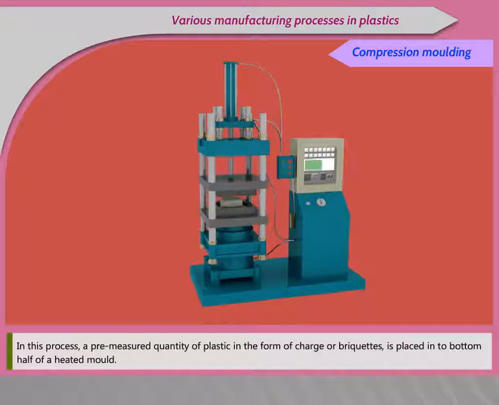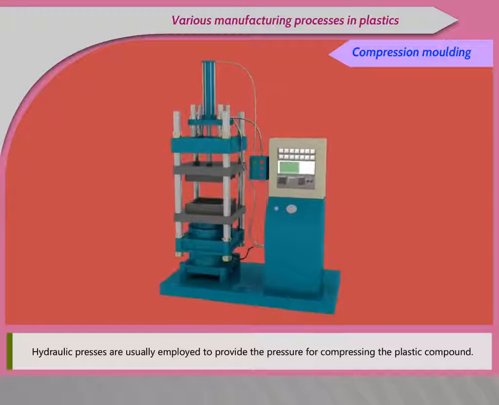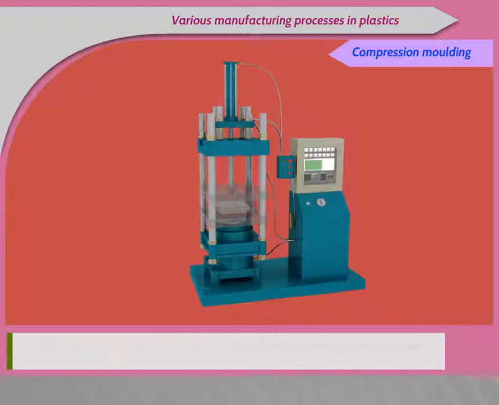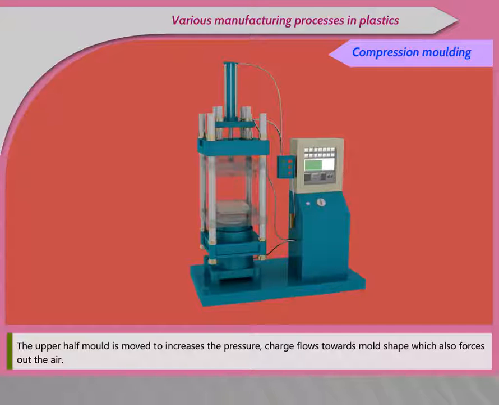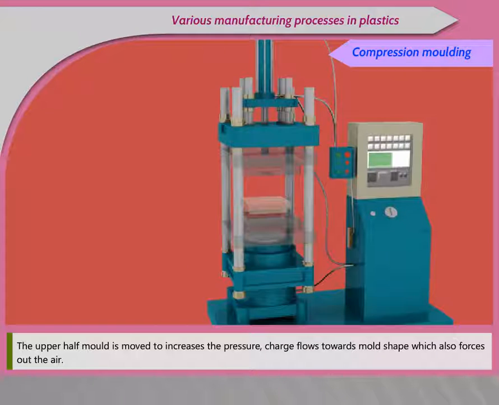In this process, a pre-measured quantity of plastic in the form of a charge or briquettes is placed into the bottom half of a heated mold. Hydraulic presses are usually employed to provide the pressure for compressing the plastic compound. The upper half mold is moved to increase the pressure. Charge flows towards the mold shape, which also forces out the air.